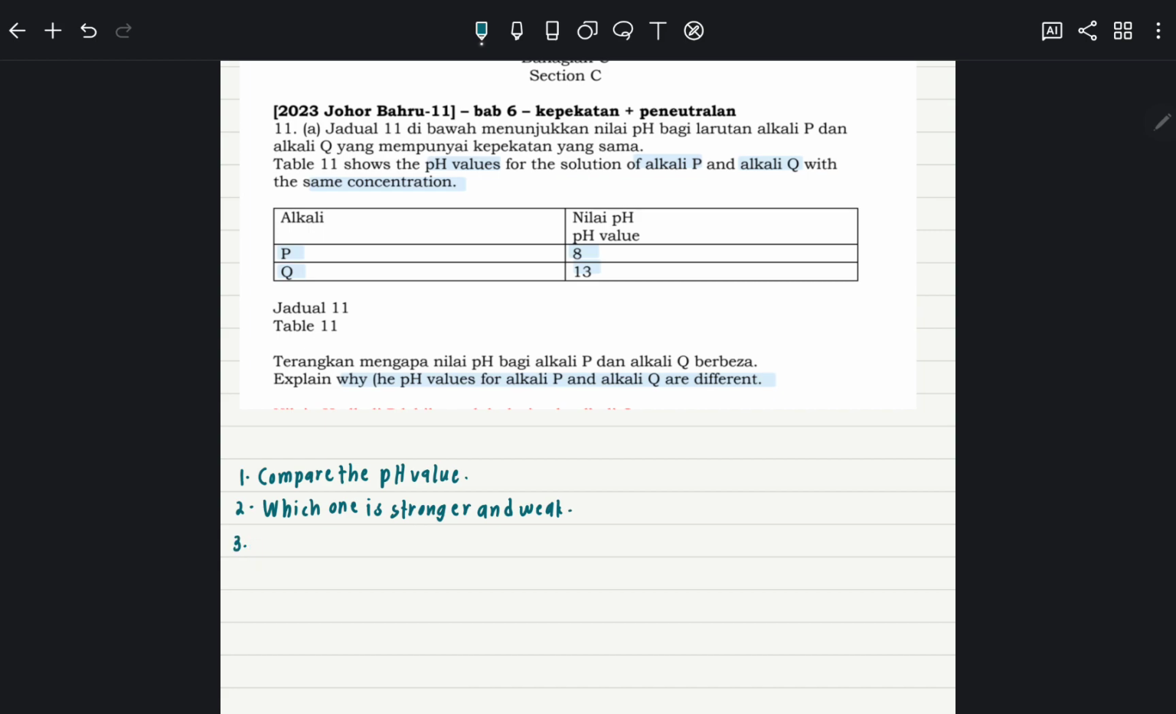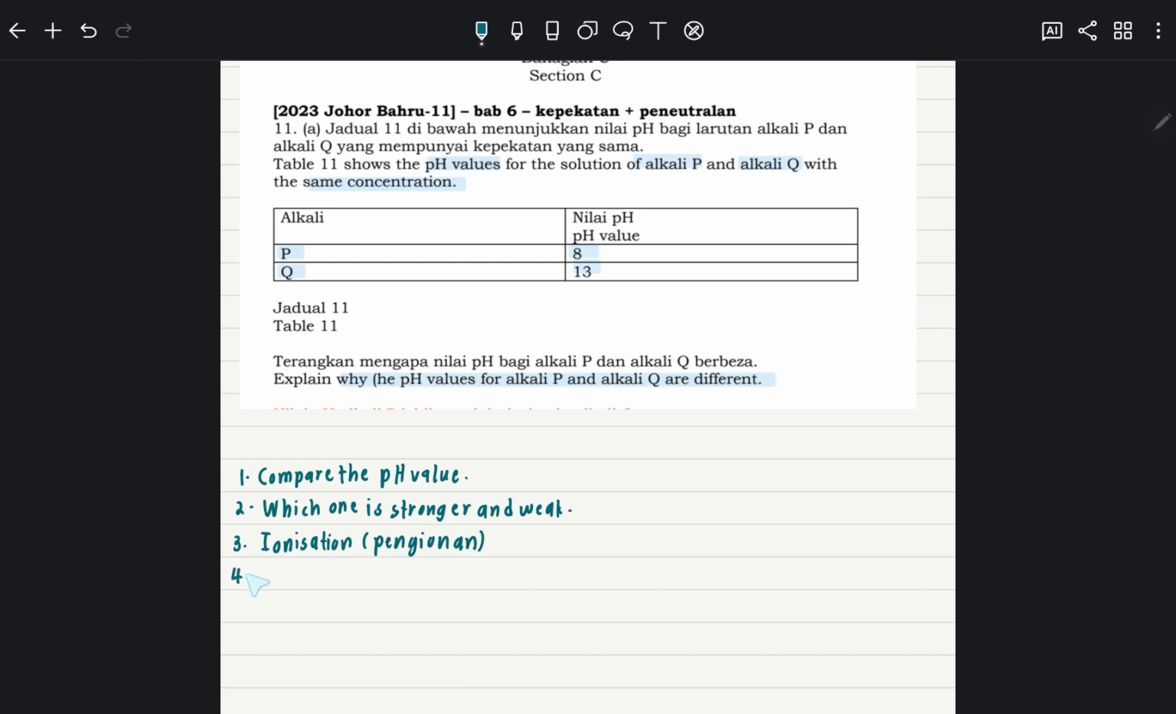The third one, you have to explain about the ionization. Is my spelling of ionization correct? Okay, it is pengionan in Bahasa Melayu. Which one ionized partially, which one ionized completely in water. Remember, ionization only occurs in water. Other than water, there is no ionization.